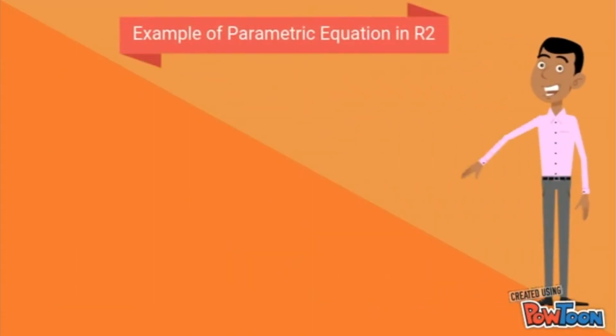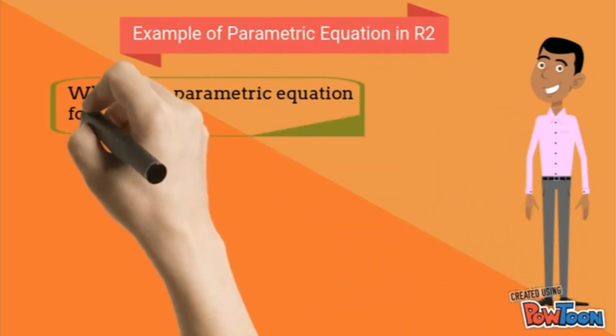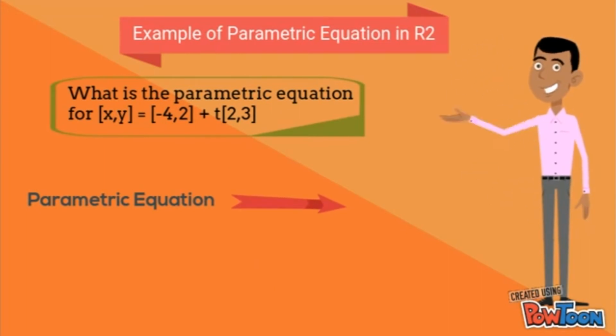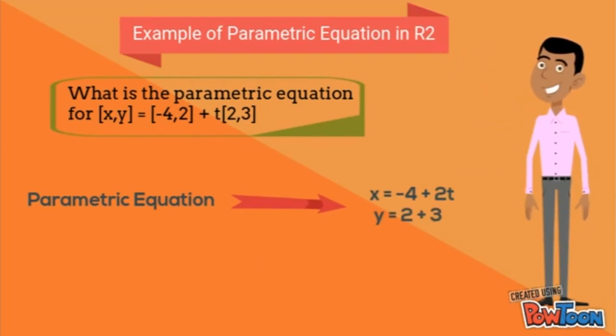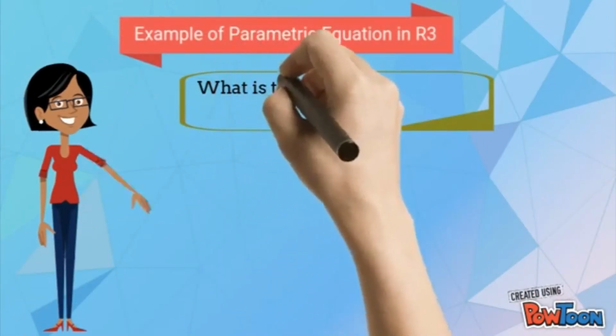Let's do a question for R2. To find the parametric equation, we need the vector equation. The parametric equation will be x equals negative 4 plus 2t and y equals 2 plus 3t.